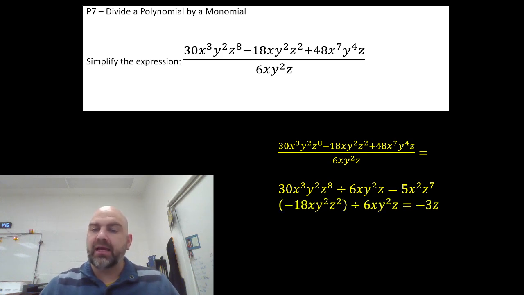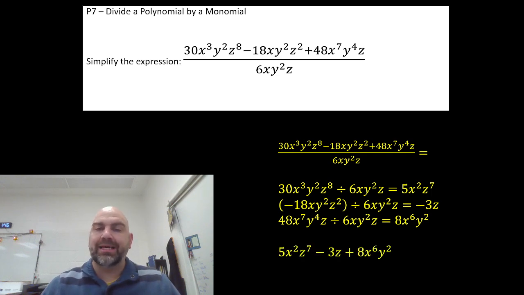The second one is negative, so we'll get a negative answer. Almost all of the variables actually cancel out, and we're left with a single z in that case. And finally, the last one, we have 8x⁶y². It looks like the z's cancel out in that case. Nice. Always nice when stuff cancels out. And so our final answer looks kind of like that, and that gives us our completion.